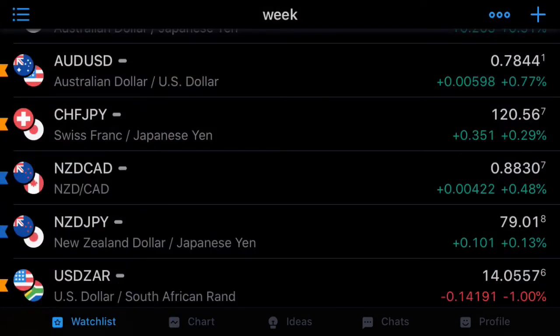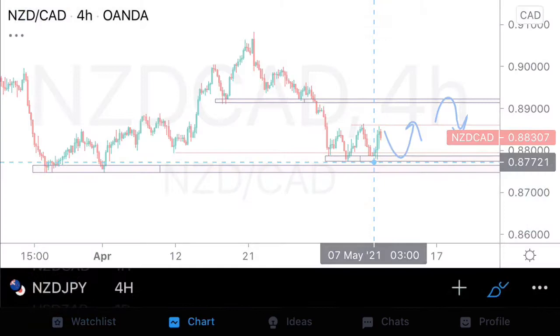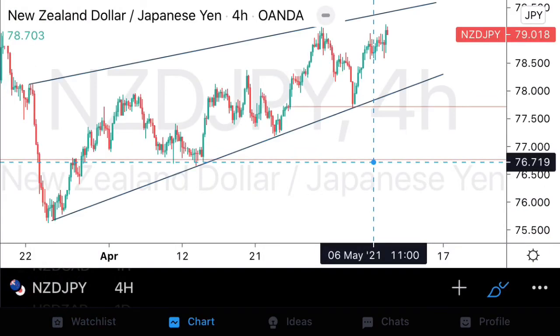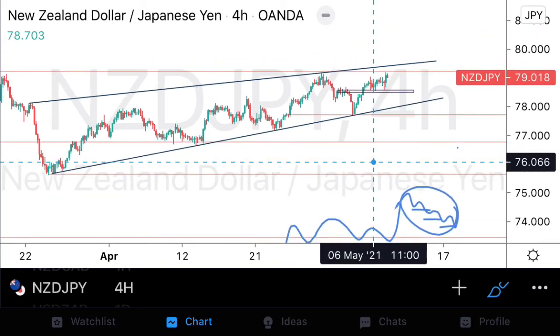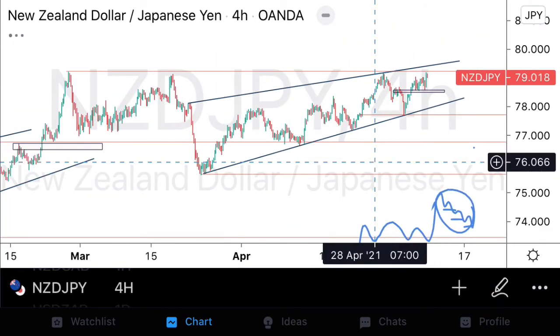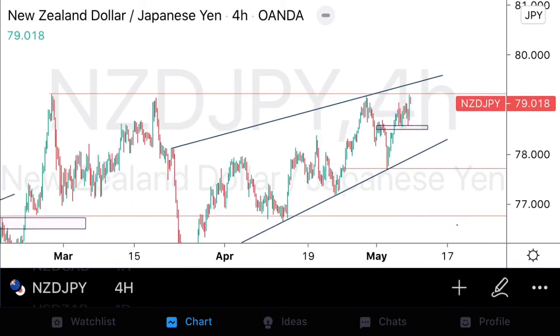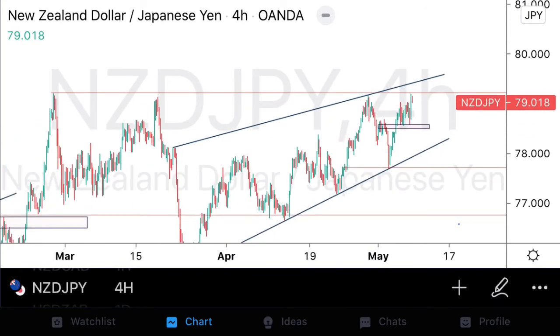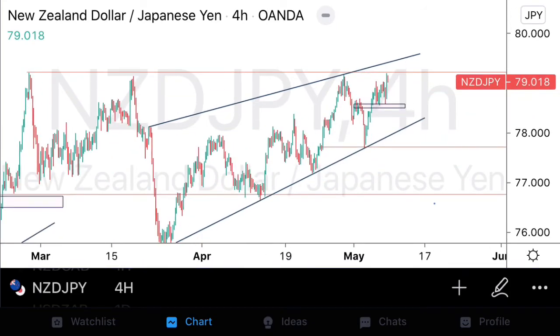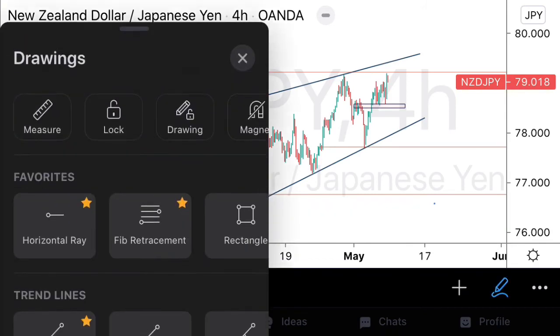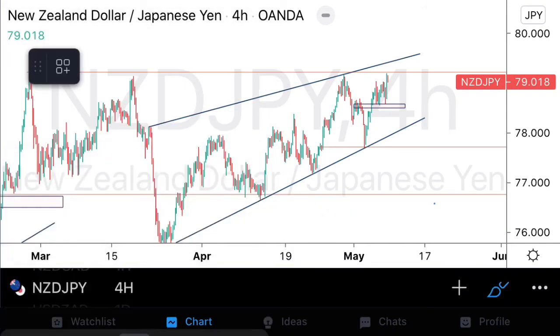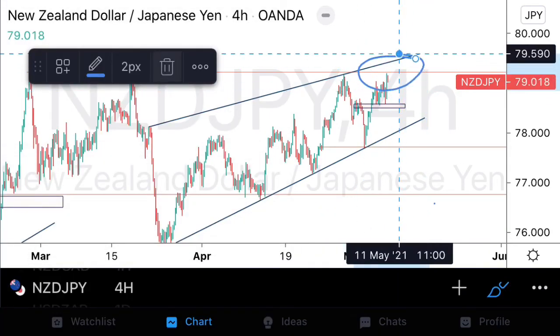Let's go into the last pair that we're going to have a look at for today, and that's NZDJPY. So guys, on NZDJPY, very similar looking structure to, I guess, AUDJPY. Kind of, yeah, very similar setup, and I'd love to take NZDJPY, I guess, more than AUDJPY, just because NZDJPY still has some room to complete for a third touch.